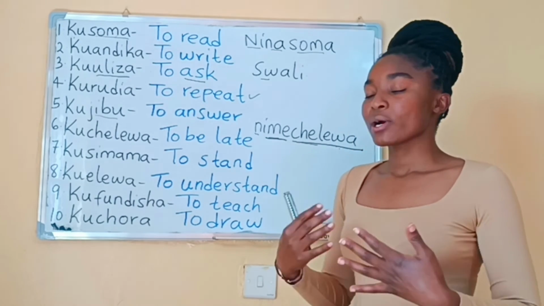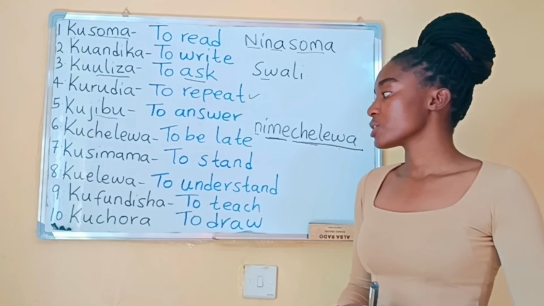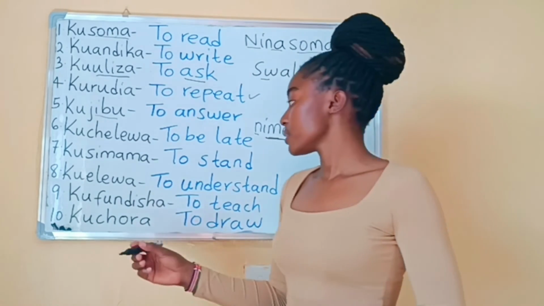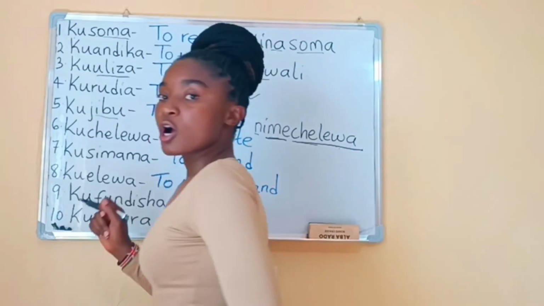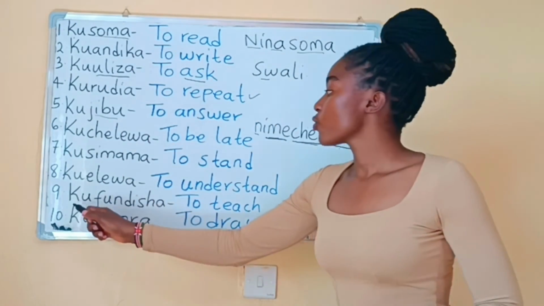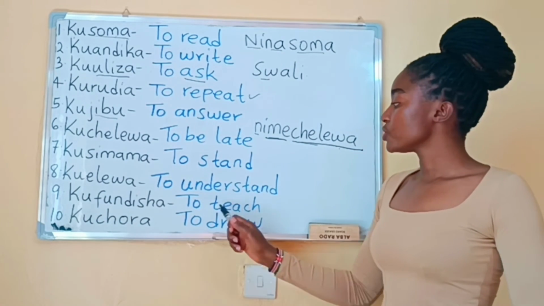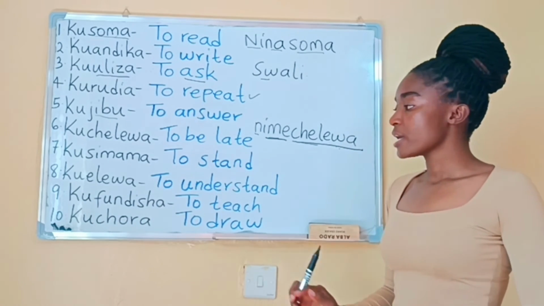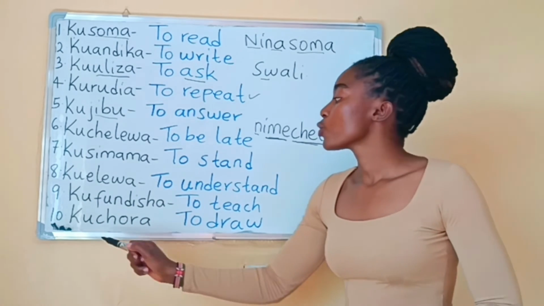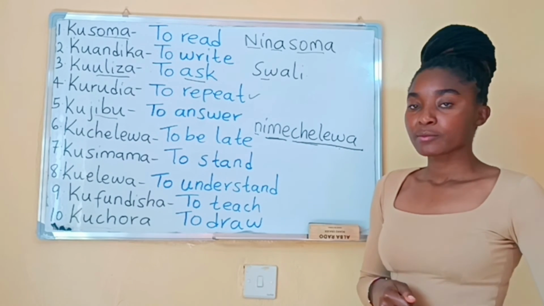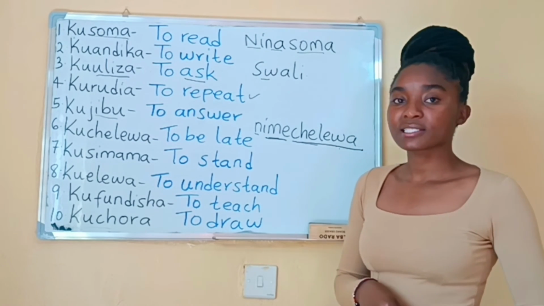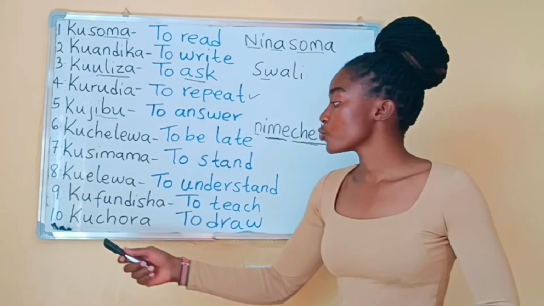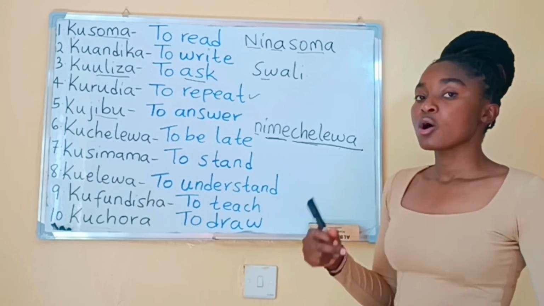The ninth one, whatever I'm doing right now, I'm teaching. So in Swahili, kufundisha. This is F, sorry. Kufundisha, which means to teach. And then lastly, we have kuchora. Nowadays, there are so many things that people learn in school. Kuchora, even how to draw. So kuchora means to draw.